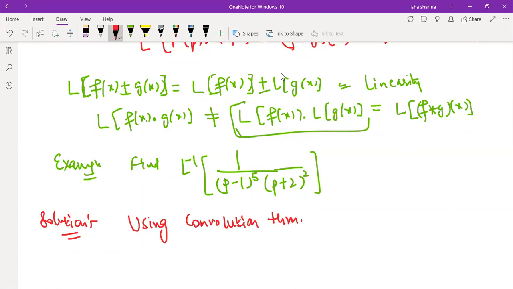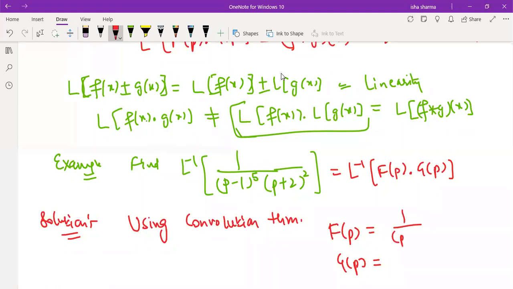Using the convolution theorem, what you have to do is break it into two functions. You write this as equivalent to F(p) into G(p), a product given to you. So you have to identify a suitable F(p) and a suitable G(p). By looking at the function given to you, what choice will you take? F(p) is 1 over (p minus 1) raised to power 5, and G(p) is 1 over (p plus 2) whole square.